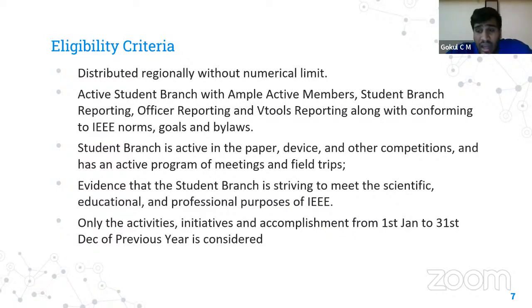It's not what you're going to do this year, or what you have done in the historic times of your SB, but it's what is done in the last year. All the activities, initiatives, and accomplishments which you procured in the last year of your student branch are considered and needed in this. So these are the eligibility criteria. Anybody have any doubt regarding this?